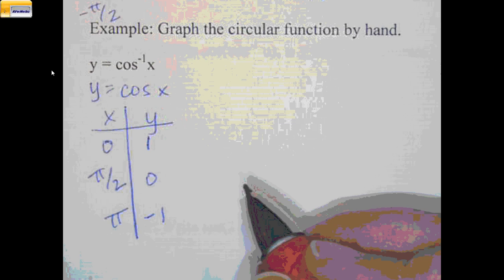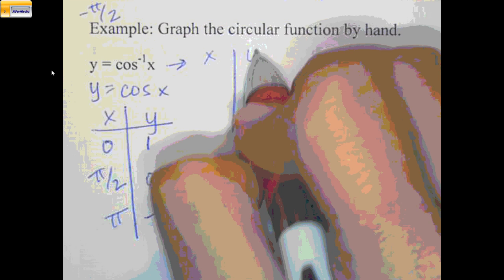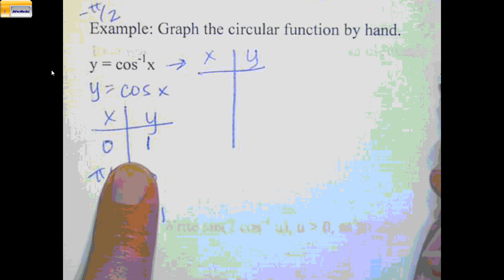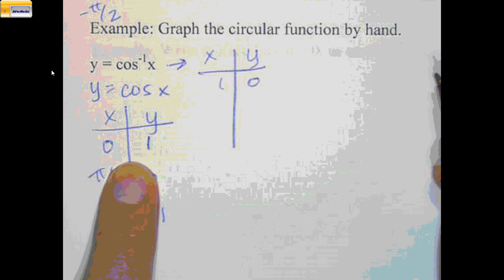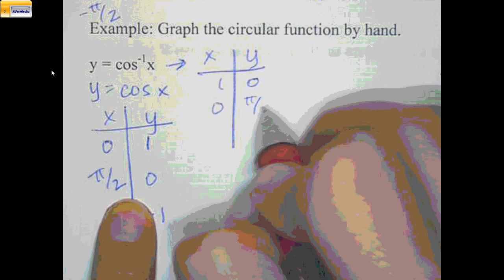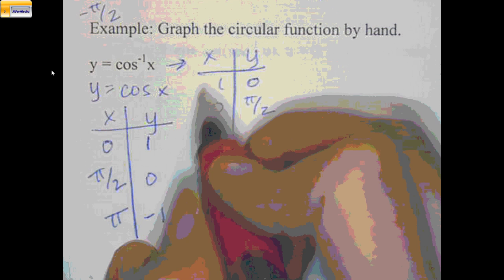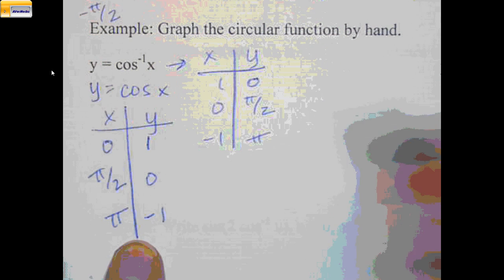Inverse is just where you swap the x's and the y's. That's what we said yesterday. So for this guy right here, I'm going to write a new t-chart. And I'm just going to flip-flop them. Rather than having 0, 1, I now have 1, 0. Instead of pi over 2, 0, I've got 0, pi over 2. Instead of pi, -1, I've got -1, pi.